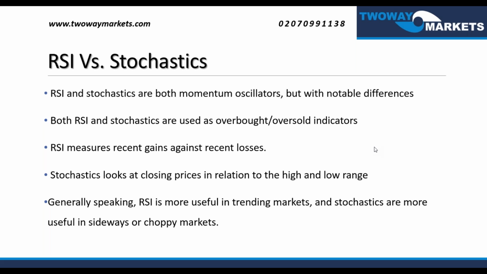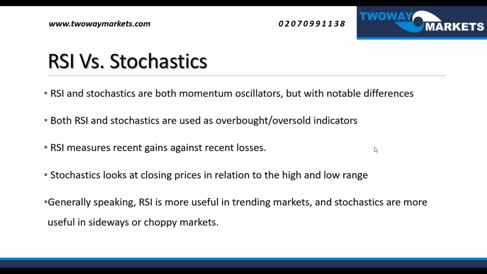indicators. They both are oscillators, so they oscillate between the values of 0 and 100. They both, therefore, help you identify overbought and oversold conditions. However, they do it in noticeably different ways. Whereas the RSI measures recent gains against recent losses, as we've discussed today, the stochastics is specifically looking at where the closing price is in relation to that range.